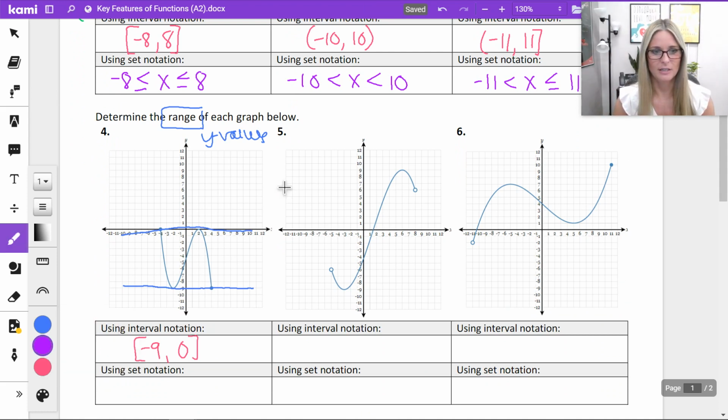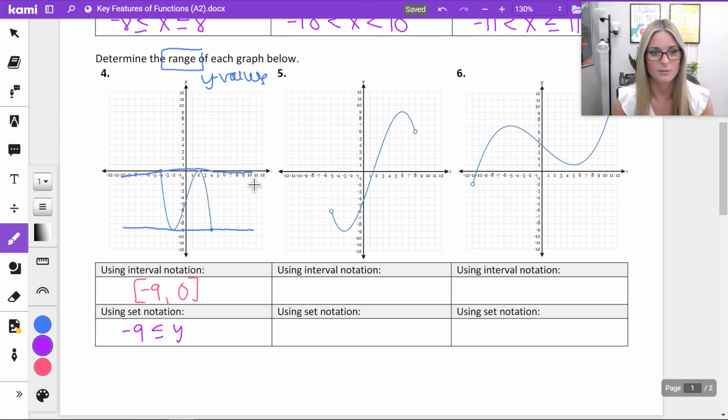Set notation with the inequality symbols, we went from -9 is less than or equal to, watch out, here we go, y. Why did I put a y? Because we're talking about the range, about the y values. So let me add that to our notes. We are talking about the range. So make sure you put a y value. Okay, keep going. We'll have less than or equal to 0. Set notation: -9 is less than or equal to y, less than or equal to 0.